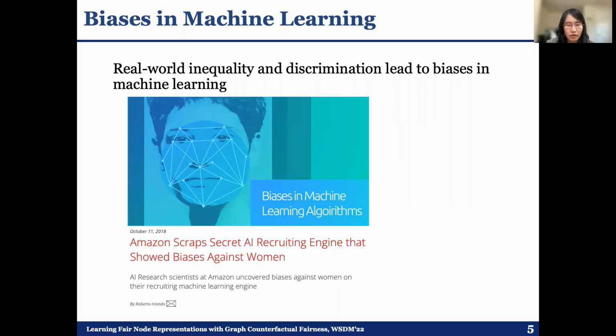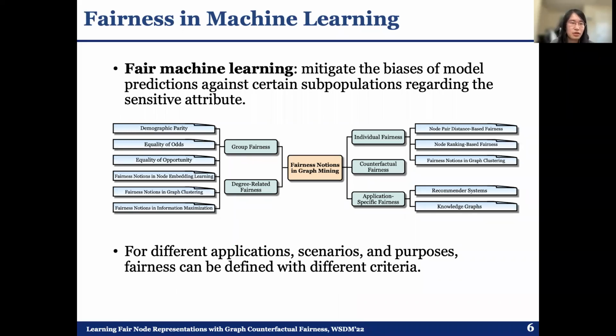So here we need to be aware that discrimination can exist in different forms in the real world. The key here is to try to improve the fairness of the next generation of machine learning. So we try to use some techniques to mitigate the biases of model predictions against certain subpopulations regarding the sensitive attributes. And here is a general overview of all the categories of fairness, from a survey paper from our group.